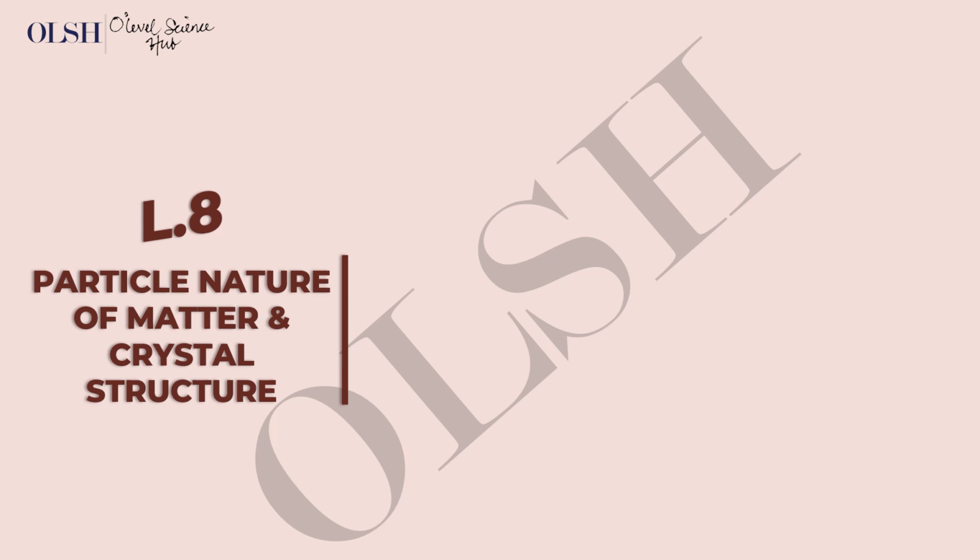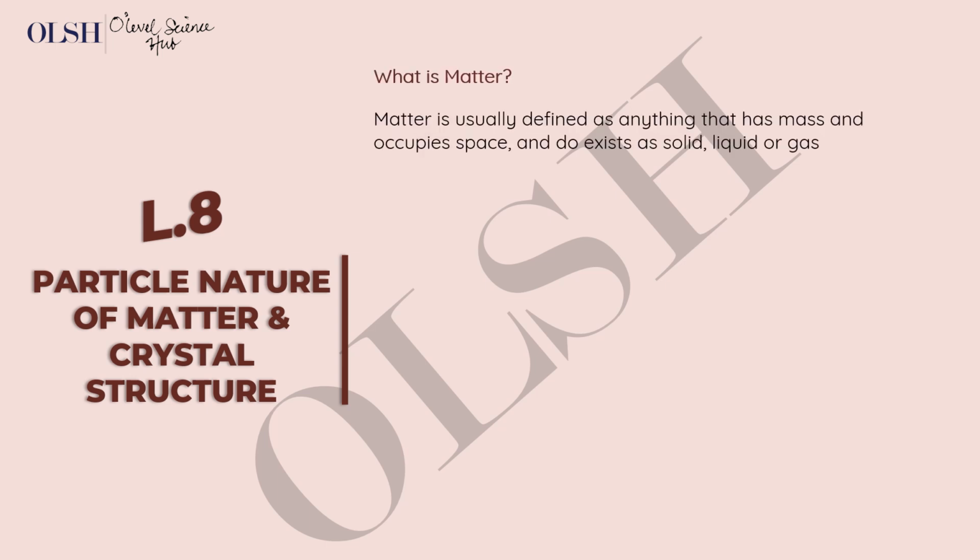Okay, so what is matter really? Matter is usually defined as anything that has mass and occupies space, and it exists as solid, liquid, or gas. So basically anything we find on Earth that has mass and has the ability to occupy space is referred to as matter. Its manifestations are in solid form, liquid form, and gaseous form.